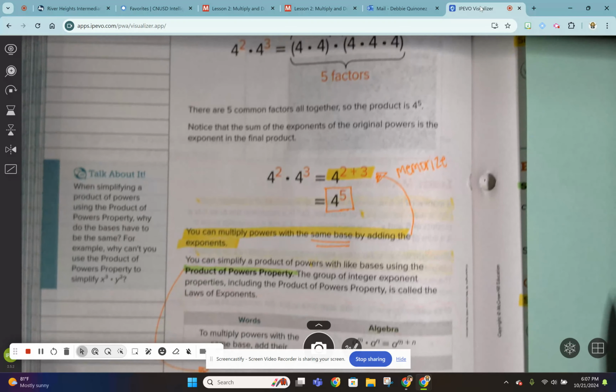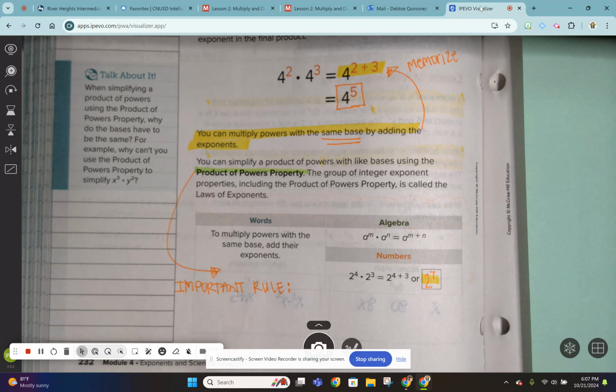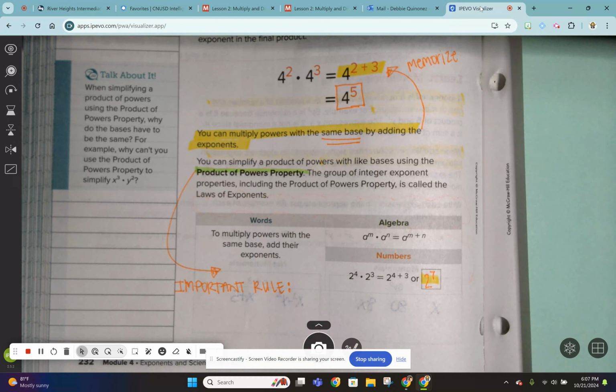And then over here, our book is teaching us the rule. So I'll give you a minute to kind of highlight your text, write in our simplified answer, and you definitely need to memorize this rule, and it's called the product of powers property. So the group of integer exponent properties, including this property, is called the law of exponents. So throughout this module, we're going to be learning all about these laws of exponents and adding more new properties as we go. Okay, so here is showing us our shortcut rule that when they have the same base, we are simply adding their exponents together.